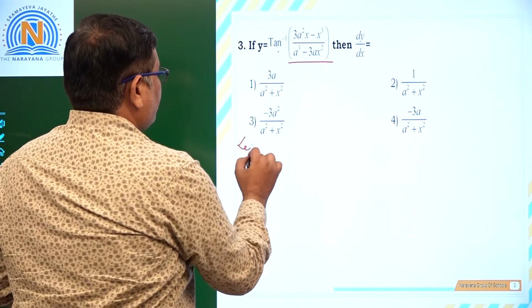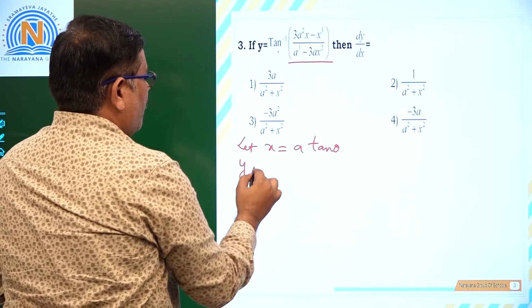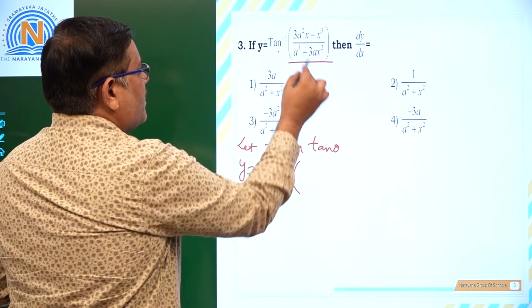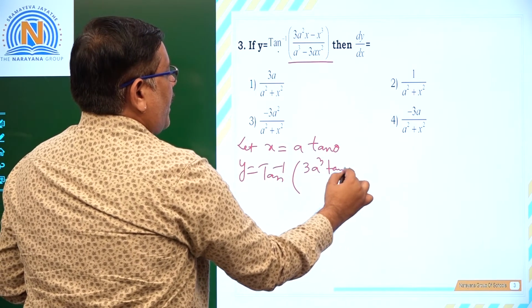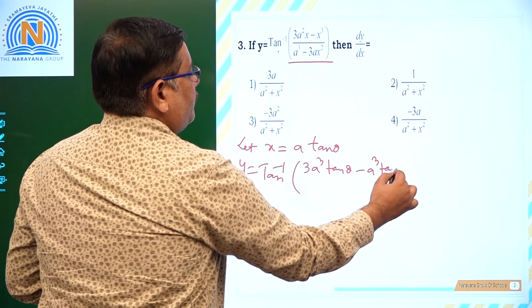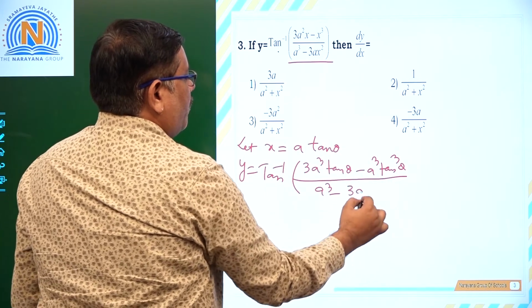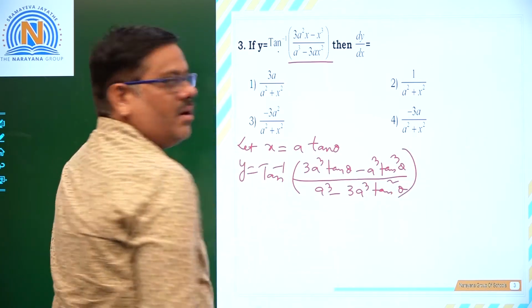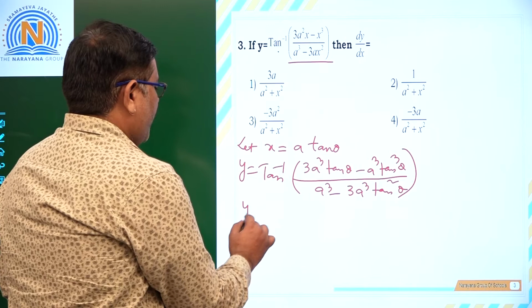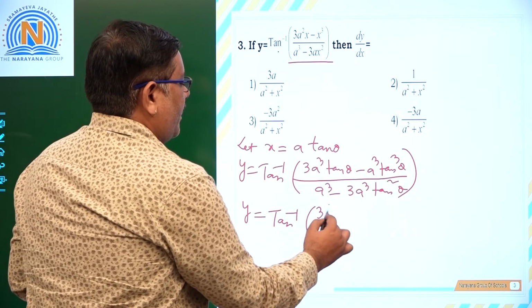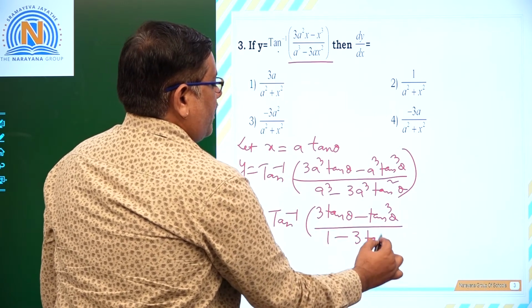Now how to do it? Let me take x as a tan theta. Then y is tan inverse of 3a square into a, that is 3a cube tan theta, minus a cube tan cube theta, upon a cube minus 3a cube tan square theta. In the numerator a cube is common, and in the denominator also a cube is common, so I can cancel them. So y is simply tan inverse of (3 tan theta minus tan cube theta) by (1 minus 3 tan square theta).